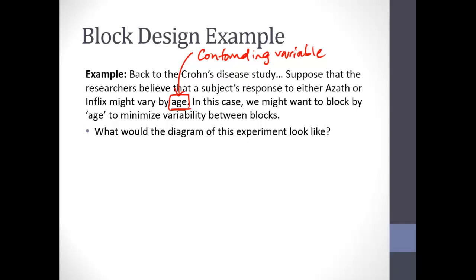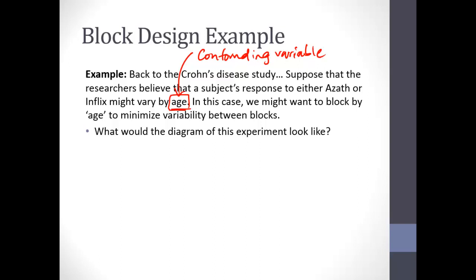Because if I don't, if I get results at the end, maybe I had all my older folks in one group and my younger folks in another group. Maybe that's how the random assignment panned out, and so the age might have had some effect that we didn't control for. But what we can do here is use age as our blocking factor. So we can block by age to minimize the variability that we get in our results.